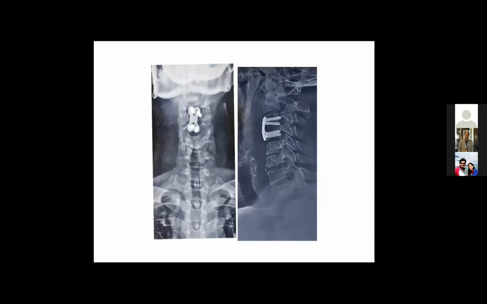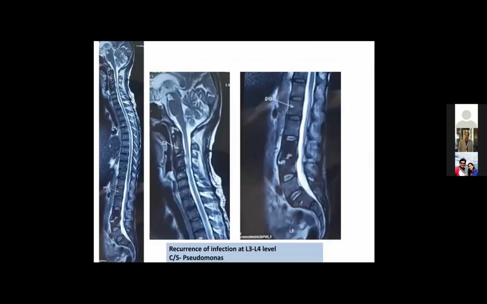The growth was Pseudomonas, and patient was started on cephalosporin sulbactam. Patient improved well. After 6 months, the patient again presented to us with significant back pain. We took a repeat MRI scan. We saw that at cervical level, the infection has completely settled down. There is a new focus of infection at the L3, L4 level.